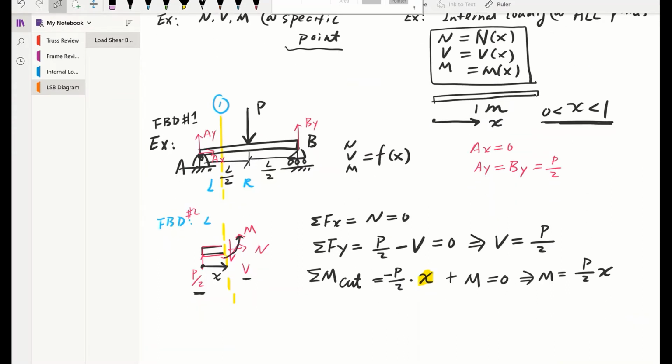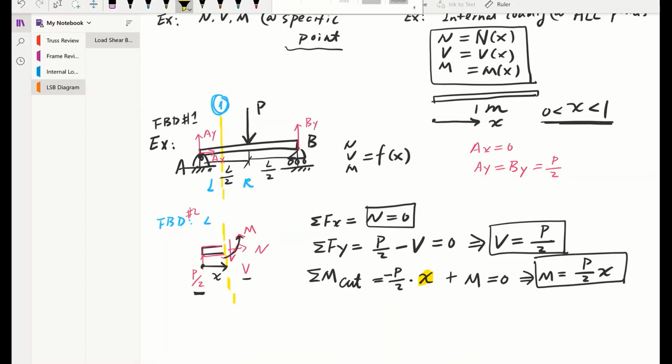So you actually got the expression for the moment. And you also get an expression for V, even though there's no X in here. However, it's a constant, right? And you also get an expression for N. So what we just achieved is we made a random cut at this point 1 here.